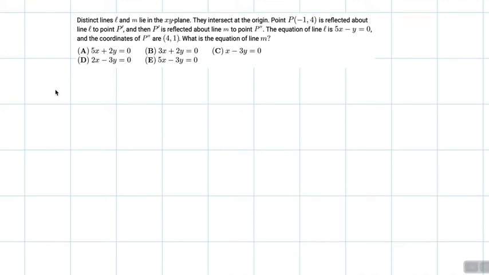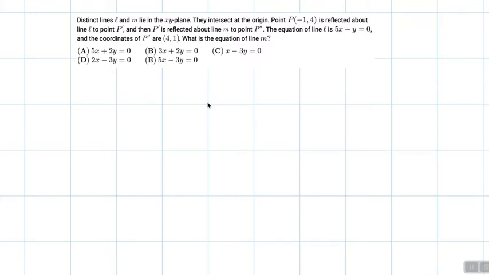Distinct lines L and M lie in the xy plane. They intersect at the origin. Point P, -1, 4, is reflected about line L to point P prime. And then P prime is reflected about line M to point P double prime. The equation of line L is 5x minus y, and the coordinates of P double prime are 4, 1. What is the equation of line M?